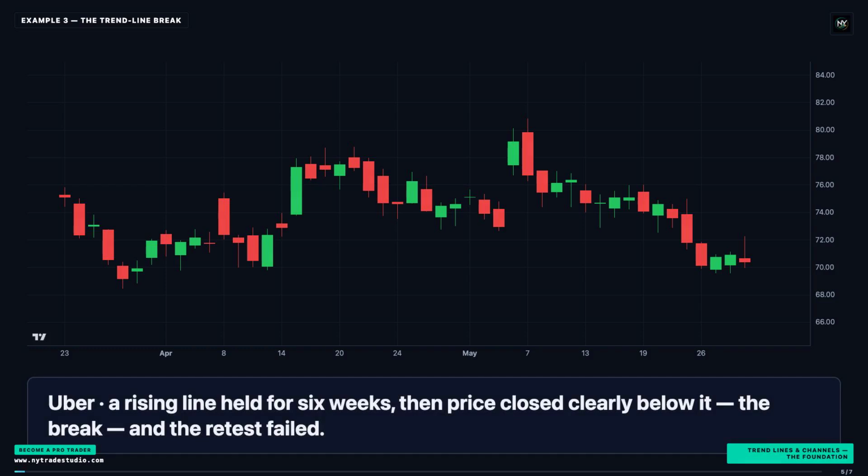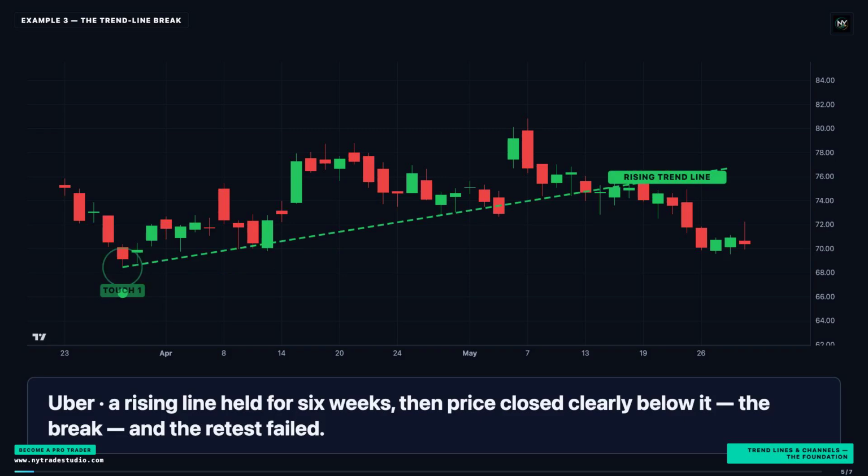This is Uber, and it starts with a textbook rising line. First, the line itself, and notice it is a strong one. Uber made a low near 68.5 in late March, then a higher low in the middle of April, then another higher low at the end of April near 73. 3 rising lows all lining up.